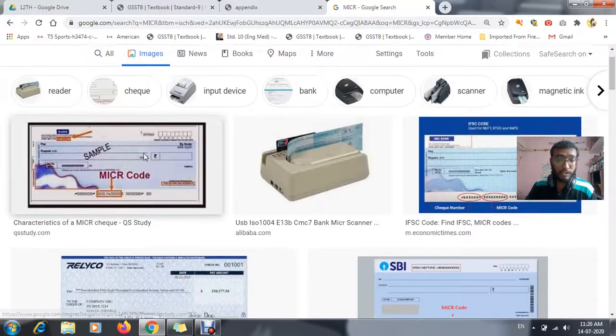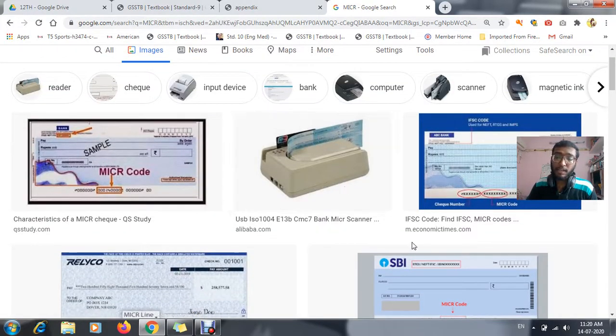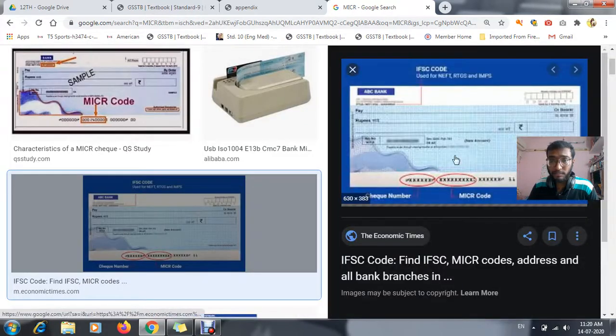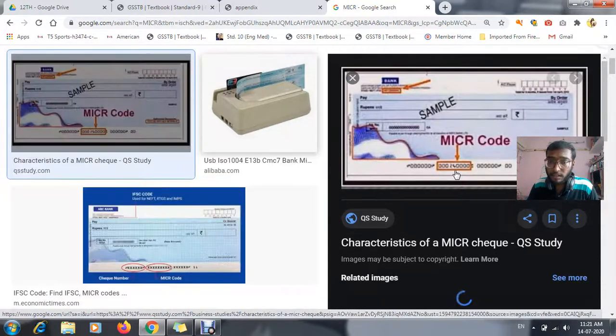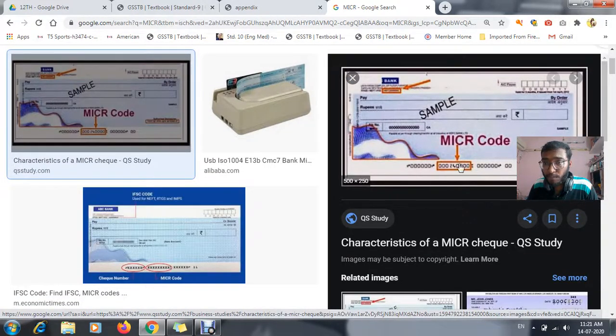How? As you know, whenever we use a checkbook, I hope you all have seen the cheque leaf. In the checkbook, the cheque leaf, you can see many numbers in the bottom part. The best example is this one. You can see in this way many code numbers will be there. This code is also just like your barcode.